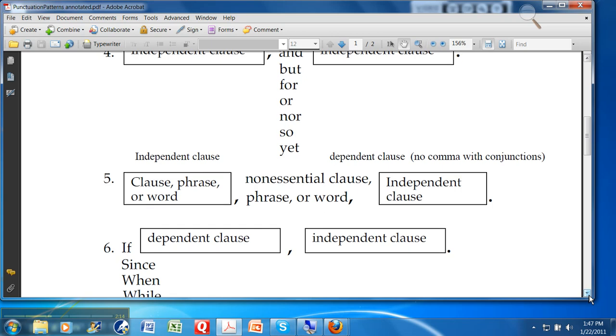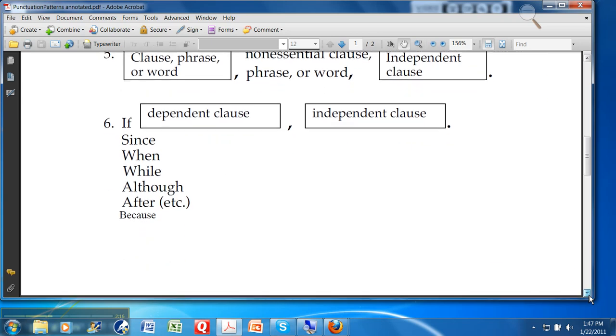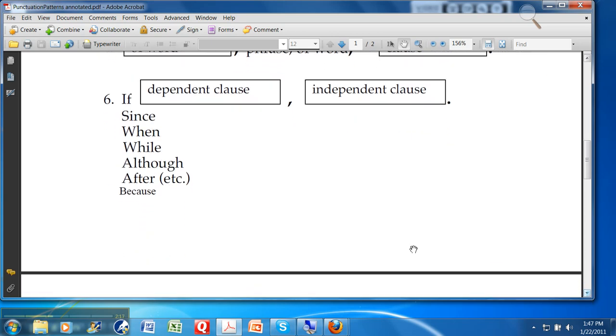Another construction we have is with these words here. And if, since, when, while, although, after, because. And then we have a dependent clause, meaning that it can't stand on its own. And we join that to an independent clause by using a comma. So this dependent phrase here is what we call an introductory phrase, and that gets a comma. The end of the sentence with a period.